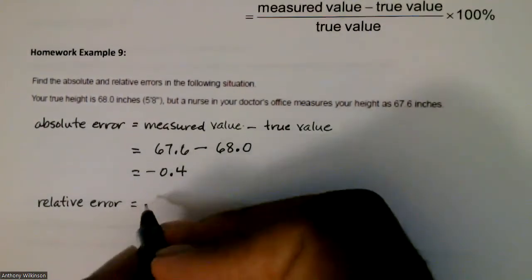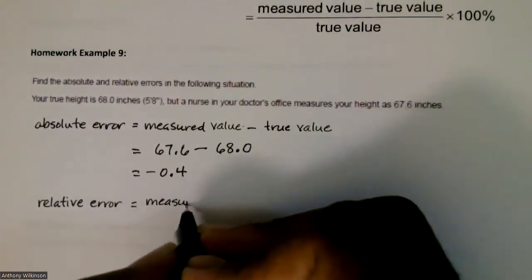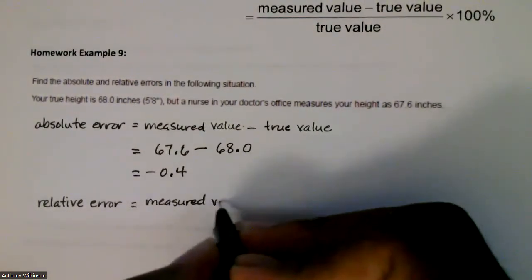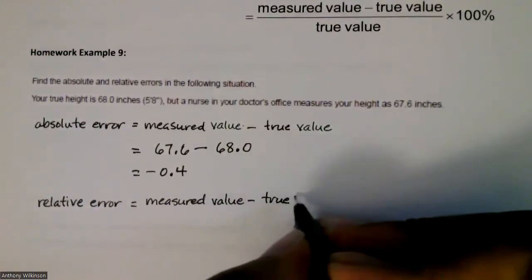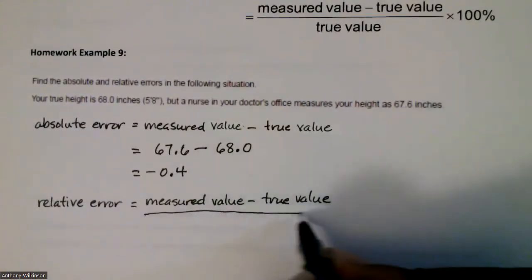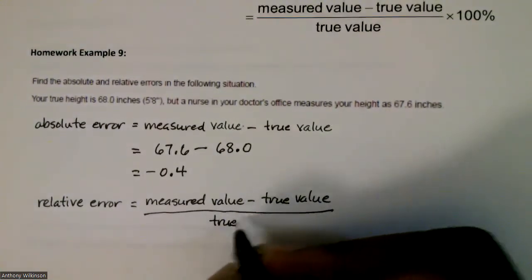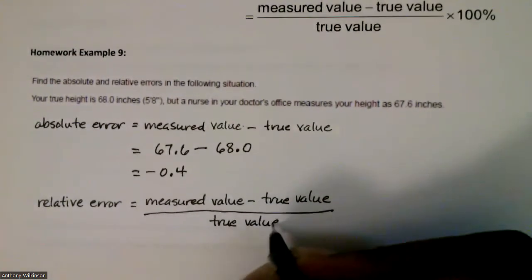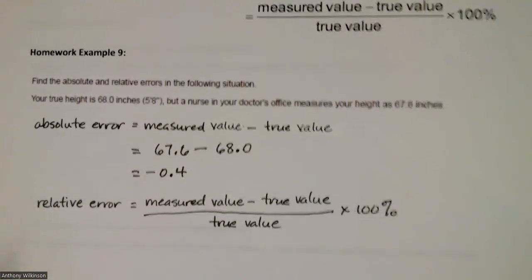And for finding the relative error, I'll write this out: the measured value minus the true value, all divided by the true value, times 100%.